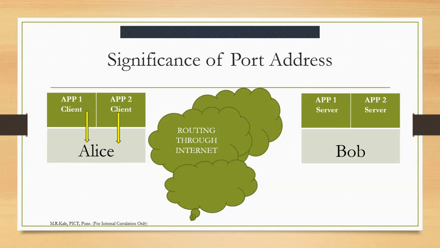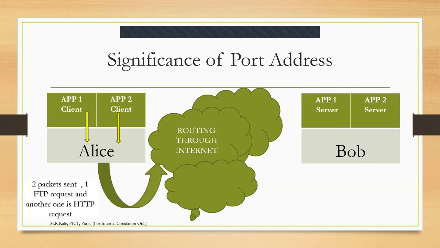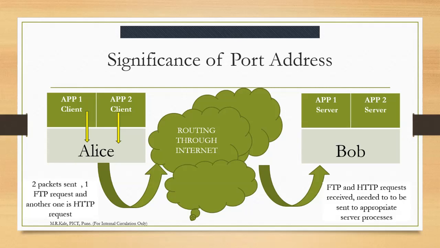So what app1 and app2 client do, they send their request to Alice. This is nothing but the application layer of Alice. Using the usual process, Alice sends two different packets. One is FTP. FTP and HTTP are two examples that I have considered. You can consider it as app1 and app2. So there are two packets sent. One is app1 request and another is app2 request. Through the routing process, the two packets reach Bob. So there are two different packets which will reach Bob.